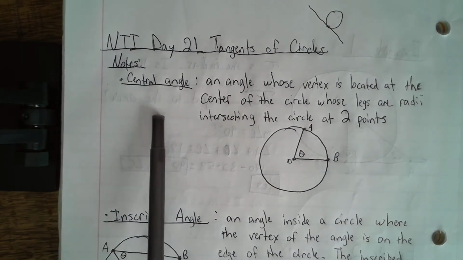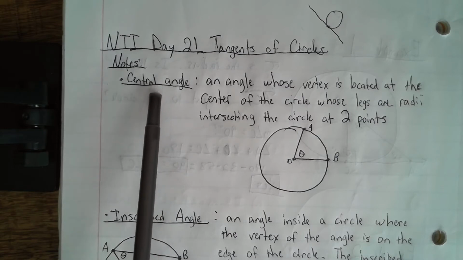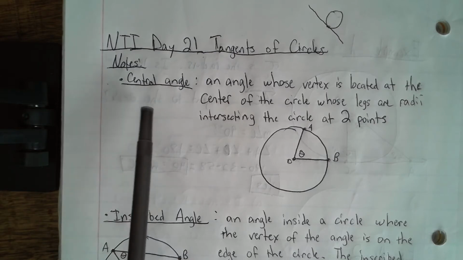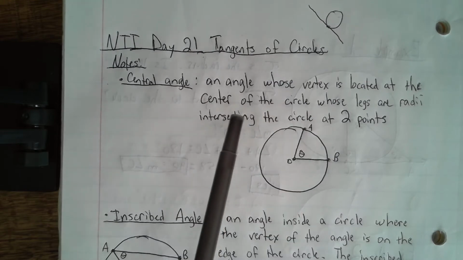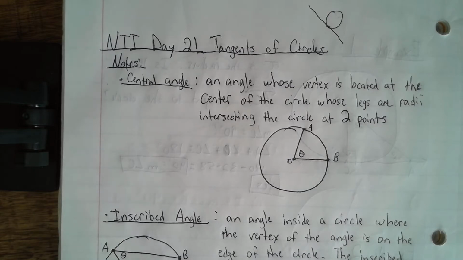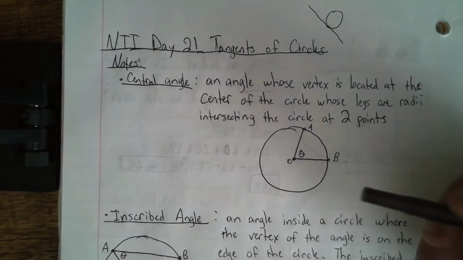The first definition that I would like for you to write down is, I would just like to review what a central angle is first. A central angle is an angle whose vertex, and the vertex again, that's the point of the angle where you actually measure the degrees, is located at the center of the circle, whose legs are radii, and again, radii is plural for radius, that just means more than one radius, intersecting the circle at 2 points.